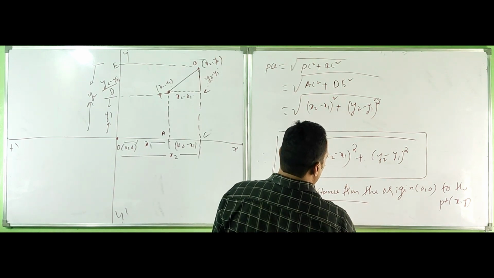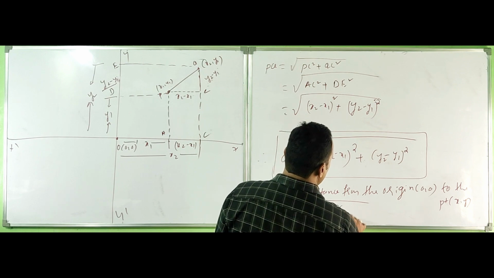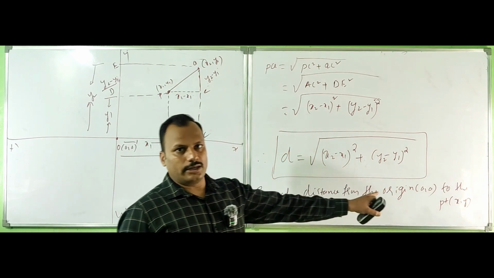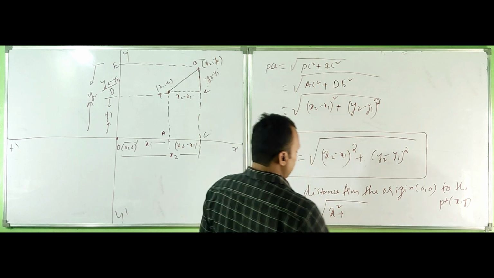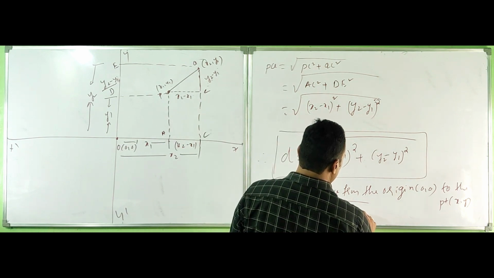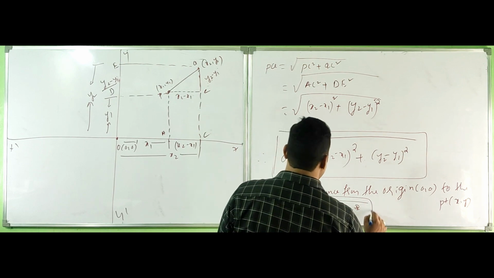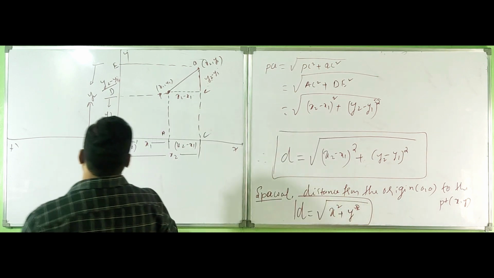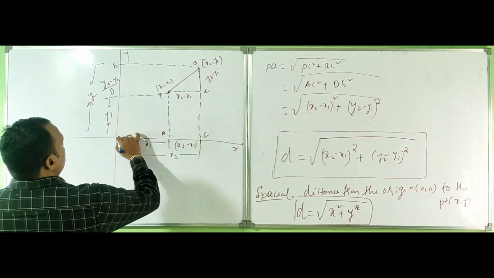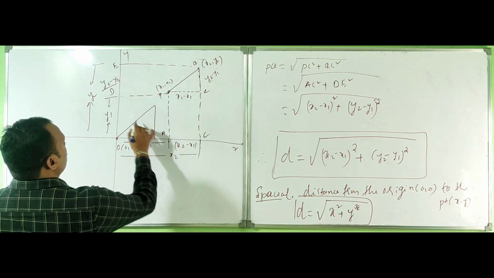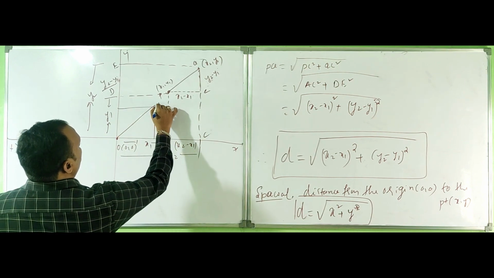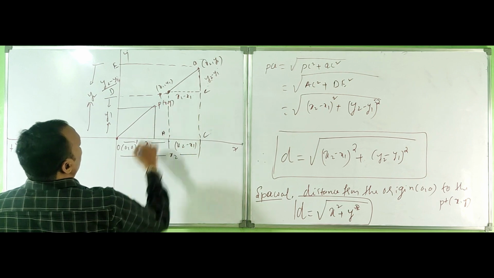x square plus, and y2 is y, and y1 is 0, y square. If you want to find the distance to this point, this is the point P of x, y.